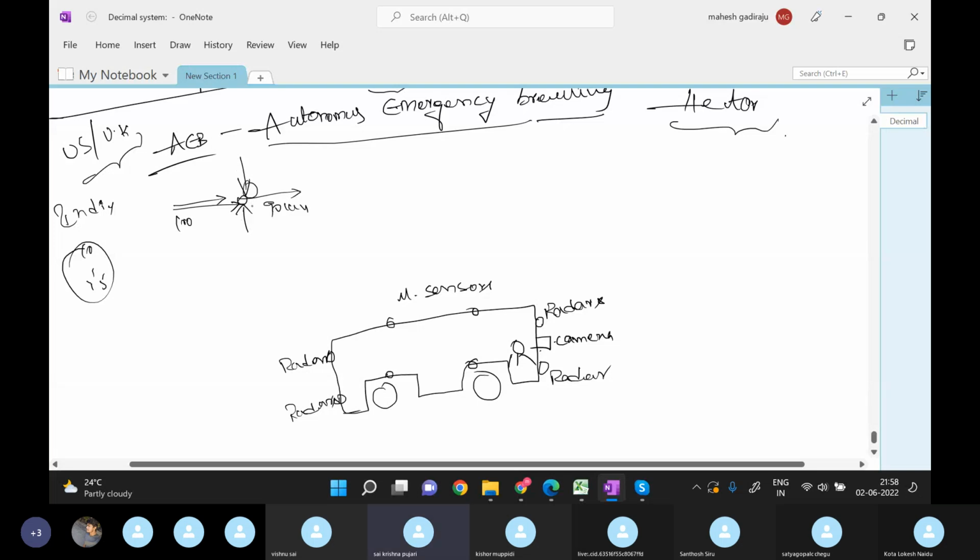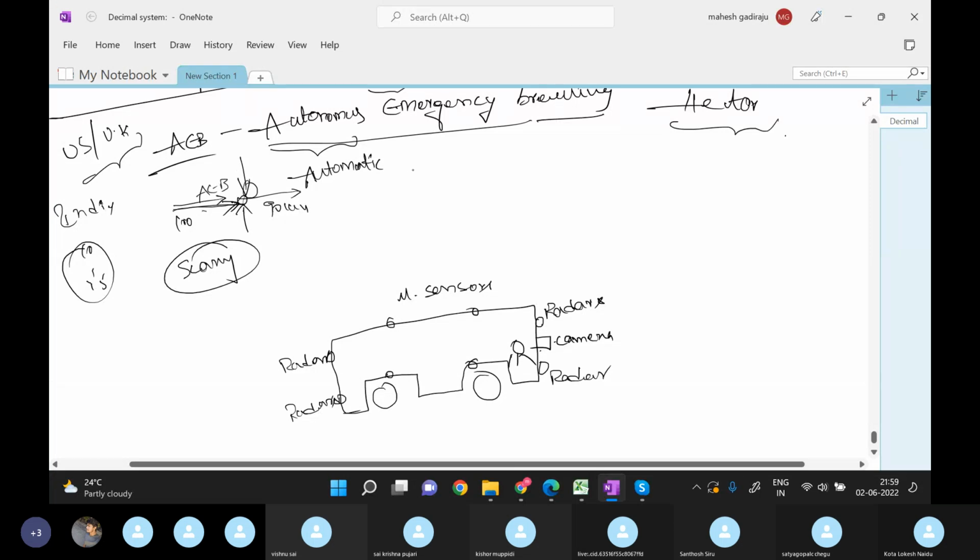Guys, getting it? In this case, autonomous means automatic. There will be some kinds of drivers who will be very scared. They cannot apply the brake as soon as possible, even when they sense there is a chance of an accident. So in this kind of situation an accident will happen, and the impact also will be more. In this kind of scenario, the AEB should act.